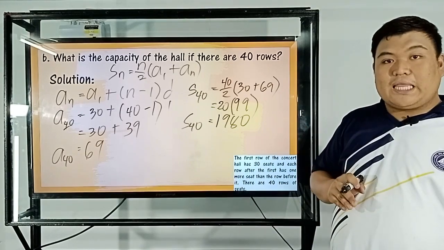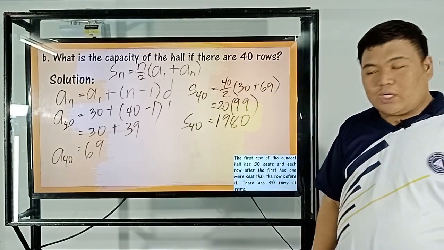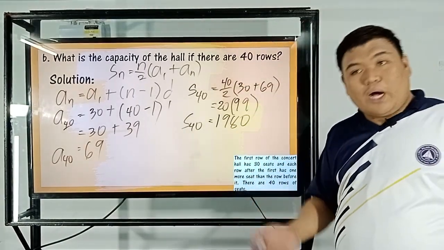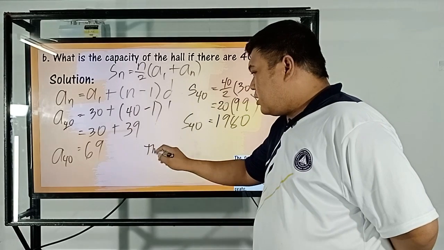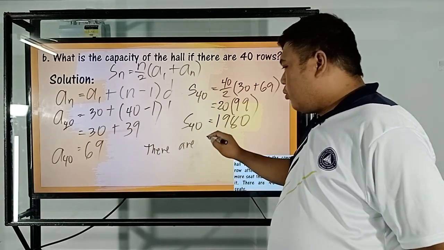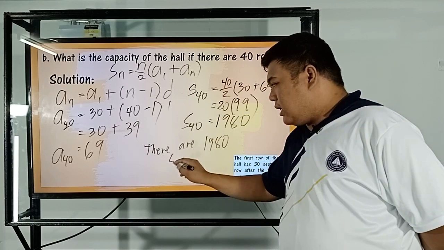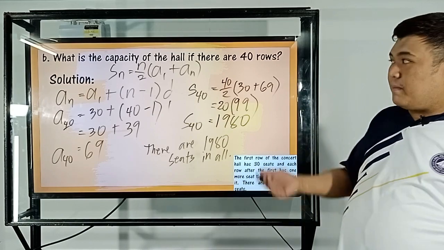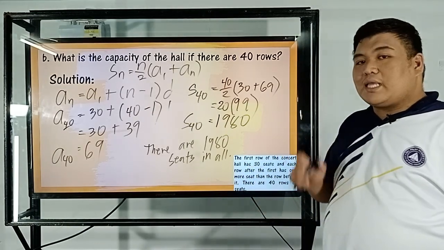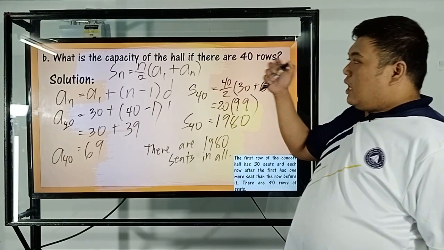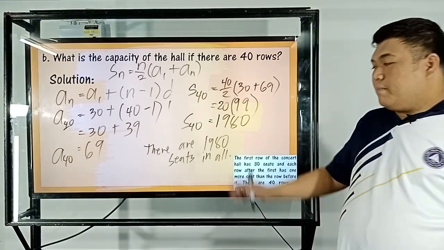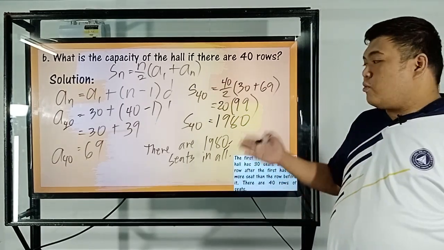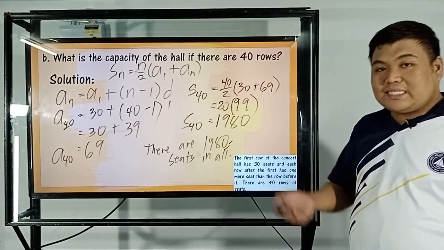So tapos na po ba tayo dyan? Hindi po, kailangan pa natin yung conclusion. So for the conclusion, therefore, there are 1,980 seats in all. Or, pwede rin naman na, therefore, there are 1,980 seats in the hall. Bahala na po kayong paano nyo i-construct as long as tama po yung sinasabi nyo that there are 1,980 seats.